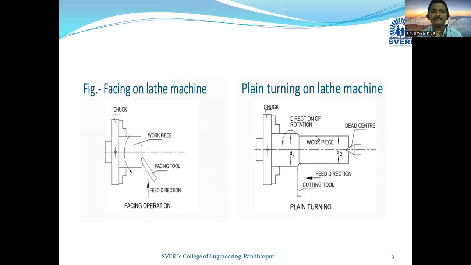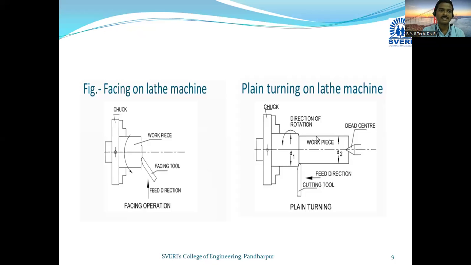And then what is facing? How will we define the facing operation? In facing, the length of the workpiece is reduced. Whatever job you have taken, if you want to reduce the length of that job, we do the facing operation. The process of reducing the length of the workpiece is known as facing operation.